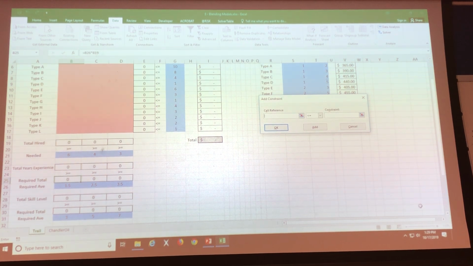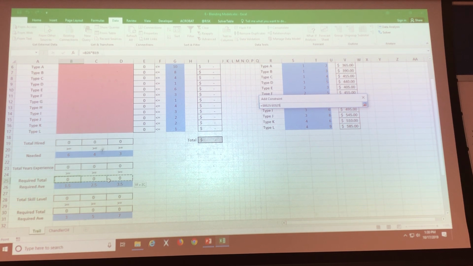Years of experience. Yeah, now you've got the blending constraints, the one for years of experience and the ones for skill. First, starting with years of experience, the total you obtained, B to D23, greater than or equal to the total, not average, but the total that was required in B to D25. Then add the one for skill, which is basically the same thing. The total skill level you acquired, B to D28, greater than or equal to, not the average, but the total skill level that was required, which is in B to D30.